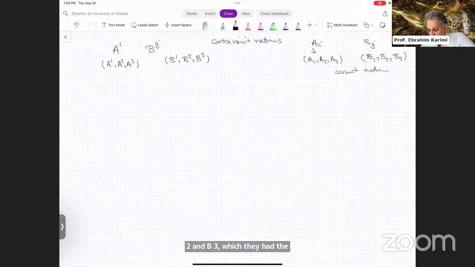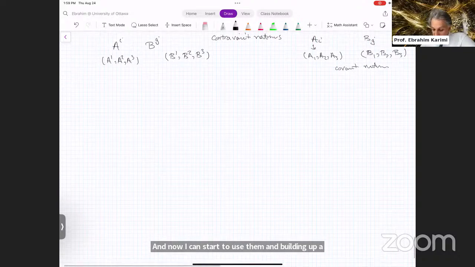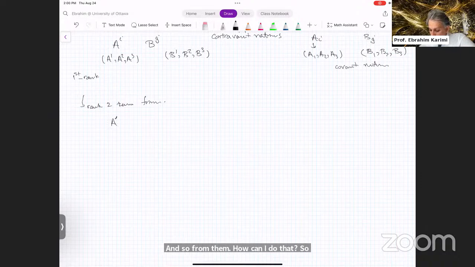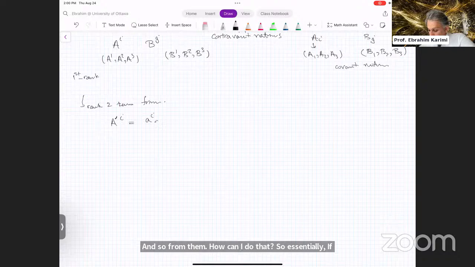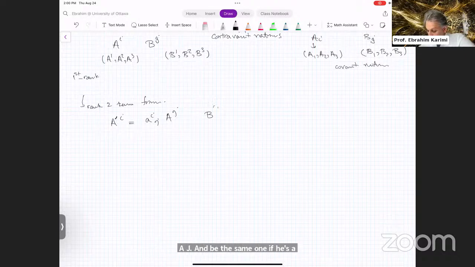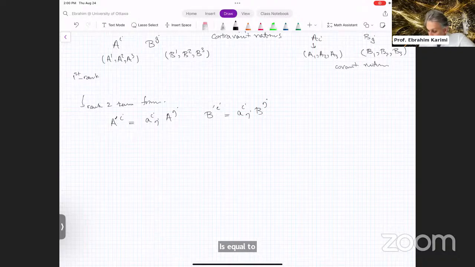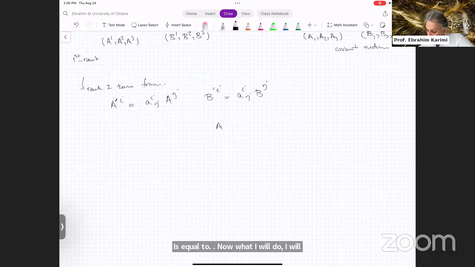Now I can start to use them and build up a tensor from this. They are first rank tensors, and I'm building up a rank 2 tensor from them. How can I do that? Essentially, if A is a vector, it is given by A'_i = a_ij A_j, and B the same way. If B is a vector, B'_i = a_ij B_j. Now, what I will do is look at what is happening with A'_i and B'_k. What is happening with these two together?